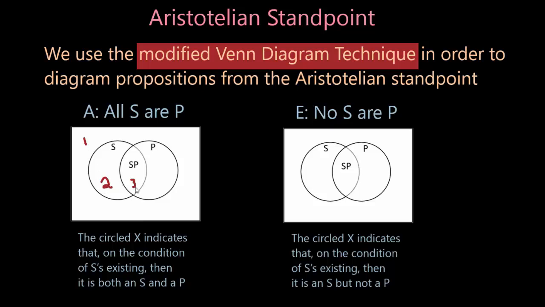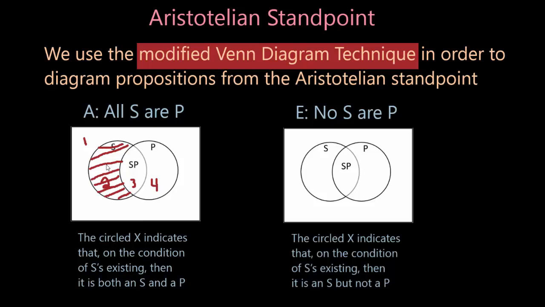Looking at this A proposition, all S are P, we'll recall that from the Boolean standpoint, we're going to have to shade out area 2. And we're still going to do that from the Aristotelian standpoint, because what we're claiming is that everything that is an S is going to have to be a P. But area 2 is a place where you could have S's that are outside of the P circle. And that violates what we're saying, so we have to get rid of it. And that is, we have to shade it.